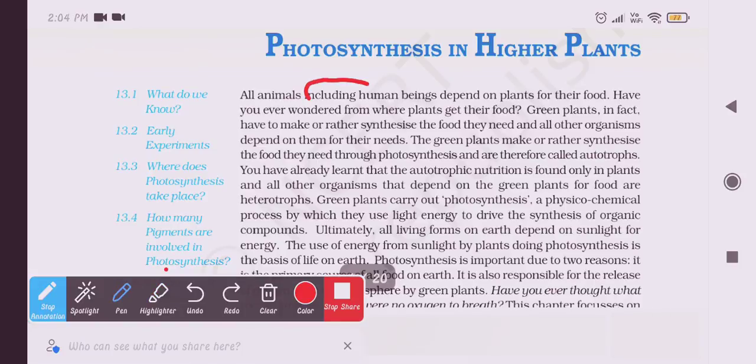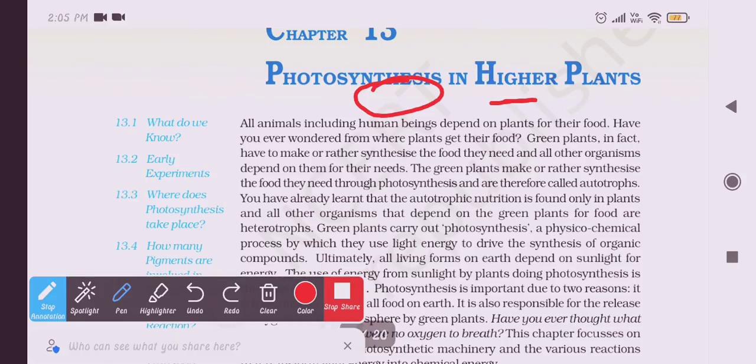All the animals, including human beings, depend on the plants for their food. We need food, okay? We all need food, that everyone knows, because food provides us nutrition. So every human being needs it, and we are dependent somehow on our plants for our food. And the plants get their food from the process of photosynthesis.